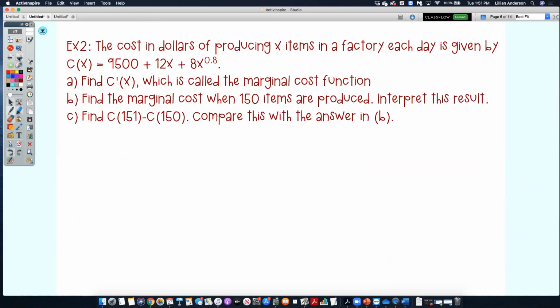Example 2, the cost in dollars of producing X items in the factory each day is given by the equation. So we have the equation that represents cost producing a certain number of items. Find C prime of X. That is called the marginal cost function. When you find the derivative, you are finding the marginal cost function. Let's do this one together. It is 9,500 plus 12X plus 8X raised to the 0.8 power. What is the derivative of this function?